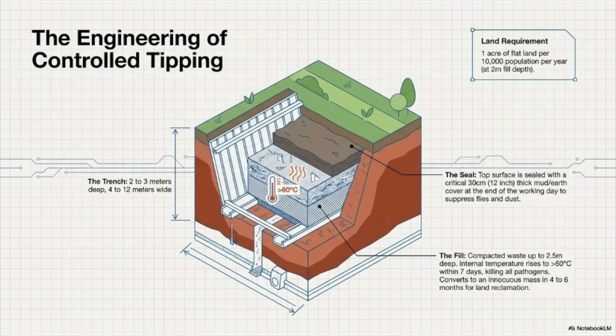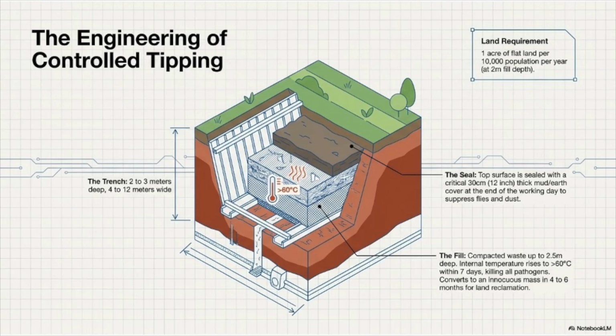This intense heat is extremely important because it effectively kills all the pathogens present in the waste, making the mass biologically safe. Over a period of 4 to 6 months, this compacted waste gradually converts into an innocuous, stable mass, which means it becomes harmless and can be used for land reclamation purposes such as parks, playgrounds, or other construction. Every single working day, the top surface of the trench must be sealed with a thick cover of mud or earth, specifically 30 centimeters or about 12 inches thick.